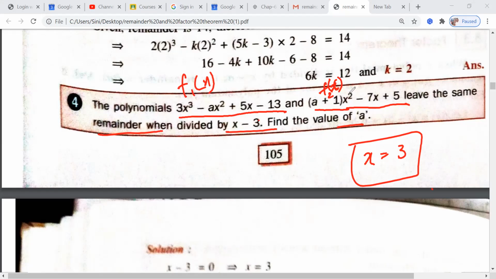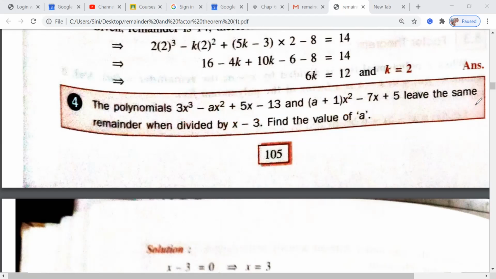Correct? So first thing is this leaves the same remainder, but we don't know what the remainder is. So first you have to substitute the x value here. 3 cube is 27, 3 square, and here it is 3. Similarly, here it is 3 square, 7 times 3 is 21, and 5. Then you have to equate the equation and find the value of a, because the remainder is the same, so that we can equate the equations. Now let's see whether it is correct or not.